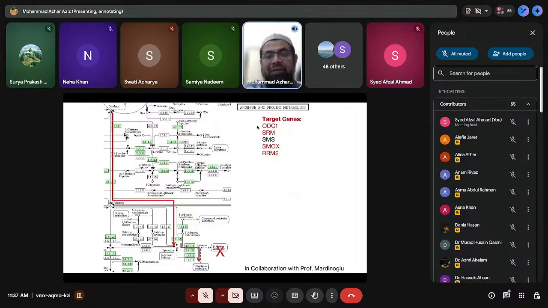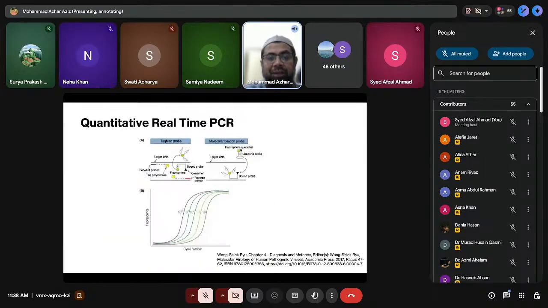And the genes that were affecting that were ODC1, SRM, SMS, SMOX, and RRM2. So we collaborated, and we found that probably these are the target genes. Now, these genes were differentially altered in different patients. So again, personalized medicine would be helpful. We look for these genes in individual patients and see which of them can be helped by targeting these genes and which will not be.